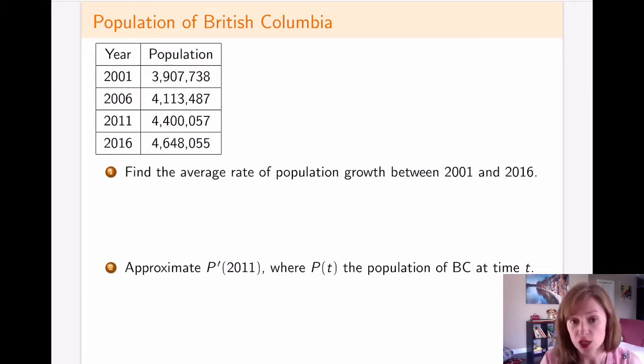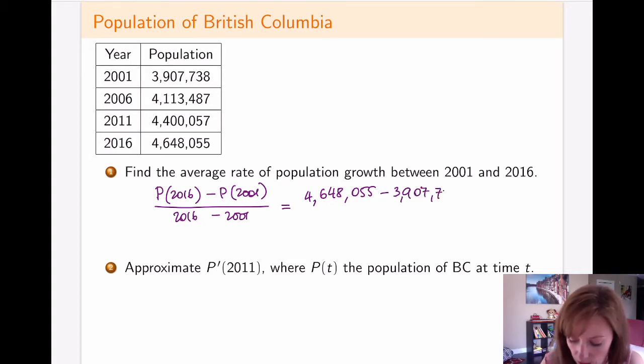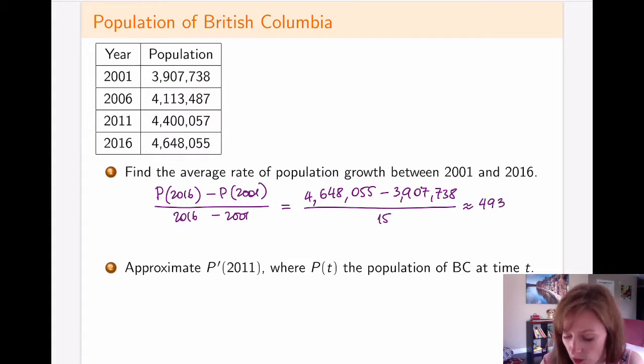So for the average rate of change, we always take the beginning and the end points and calculate the difference between the two. And what that translates to, if we plug in the numbers for the actual population sizes, is 4,648,055 minus the population in 2001, which is 3,907,738, all over the 15 years that went in between, and the number comes out to be approximately 49,354. Now, of course, there's decimal places, but I'm just going to round it to the nearest person. So this is then people per year. And so again, that means that on average, the population of British Columbia was growing by 49,354 people per year over that span of 15 years.